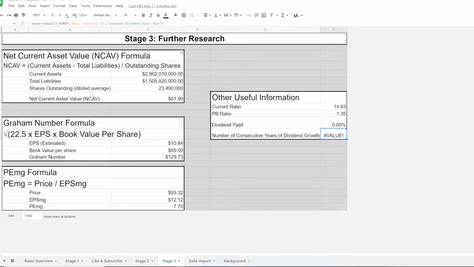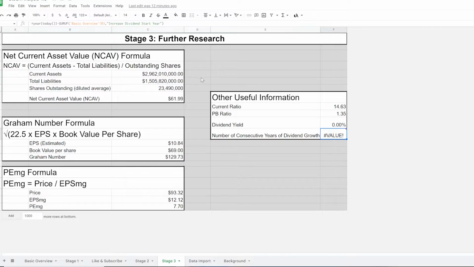Stage 3. So we have further research. If you've determined that this company is undervalued, which, as we've talked about, it is, and you've determined that it's suitable for your investor type, then you might want to do further research to determine if it would be a good fit for your individual portfolio, taking into mind your own investing goals and your diversification and stuff like that.